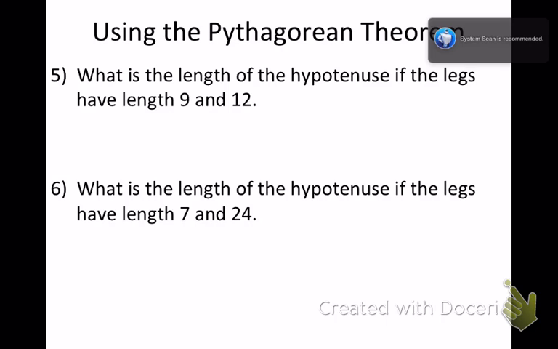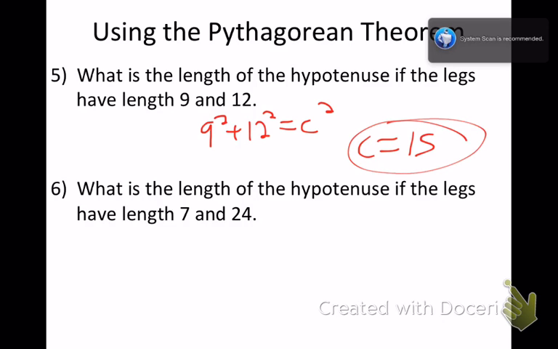Take a couple seconds to try these two on your own. Okay, they give you both the legs. I want you to find the hypotenuse. So try these two on your own here. Number 5. How'd you set it up, Reed? Number 5, I did 9 squared plus 12 squared equals x squared. And when we do that, you get what for an answer? X equals 15.